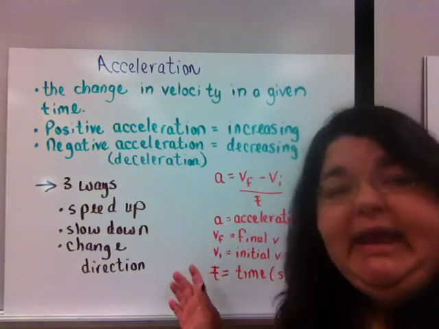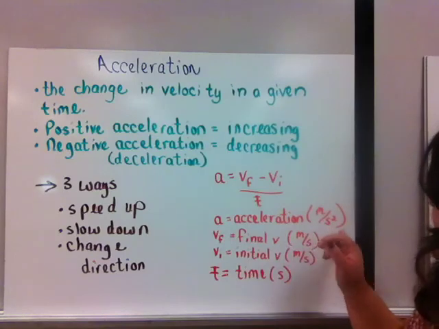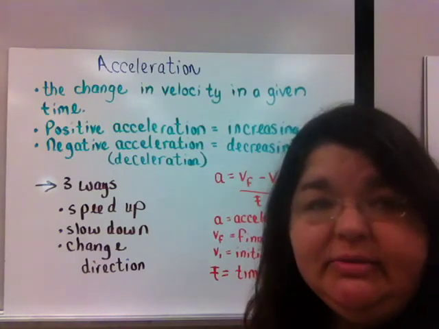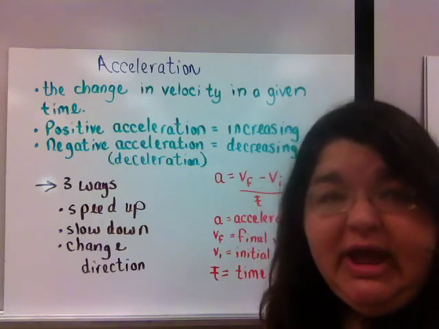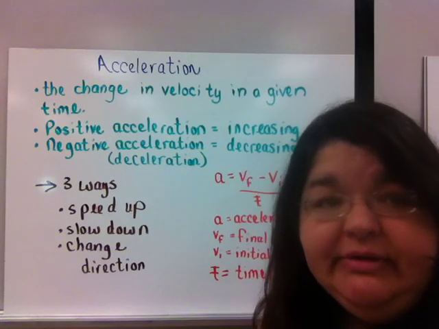Now, if I was looking at large units, kilometers per hour, I would describe acceleration as kilometers per hour squared. For every hour I accelerated at this rate, I would go so many kilometers per hour faster.